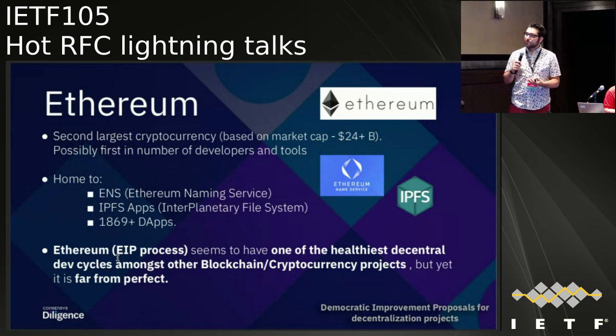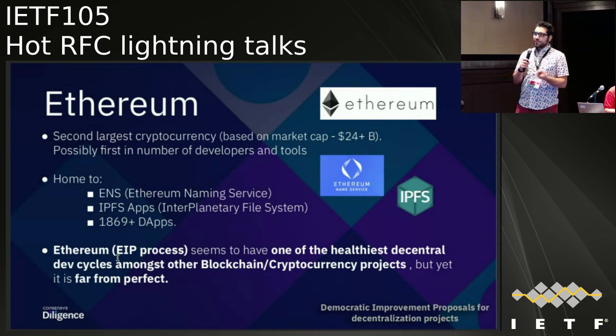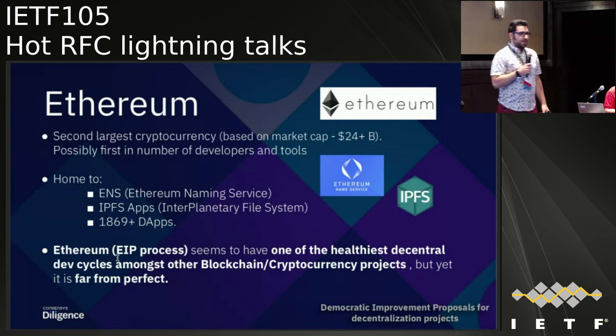Ethereum is a home for ENS, which is Ethereum Naming Service. They're trying to do the .eth TLD and also do DNSSEC in the blockchain. Also for IPFS, or decentralized file system applications, there are a lot more apps there. So I'm mostly talking about looking at processes here. Ethereum is one of the healthiest decentralized dev cycles amongst the blockchain and cryptocurrency projects, but it's yet far from perfect.